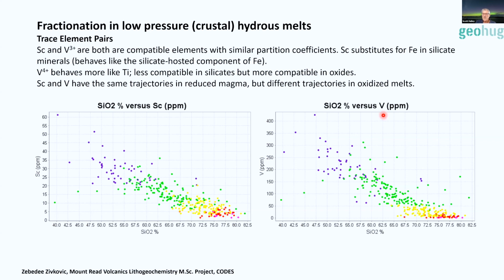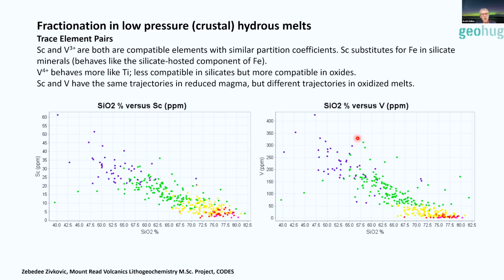Vanadium can have a valency of 3+ or 4+. Now, vanadium 3+ has the same behavior as scandium. It has really, really similar partition coefficients to scandium. So in a reduced magma where the vanadium is 3+, these two elements won't partition. They'll stay in the same relative proportions.